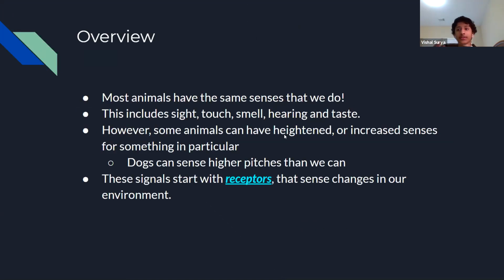First, let's give an overview about the senses. Most animals have the same senses that we do, and the 5 senses that you might know are sight, vision, taste, sound, hearing, all of that good stuff. However, some animals can have heightened senses for something in particular. An example of this is that dogs can sense higher pitches than we can. This can be seen with dog whistles, which blow out really high pitches that only dogs can hear.